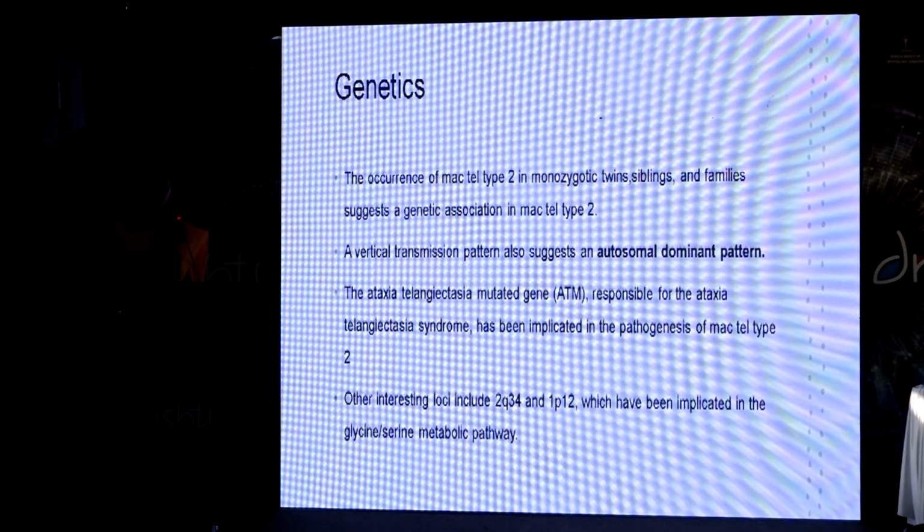You can also see the dilated and telangiectatic vessels in the capillary plexus. There is an autosomal dominant pattern of inheritance, and the ataxia telangiectasia mutated gene, ATM, has also been implicated in the pathogenesis of Mactel type 2. Some of the other loci that are implicated are 2q34 and 1p12, which have been implicated in the glycine or serine metabolic pathway.